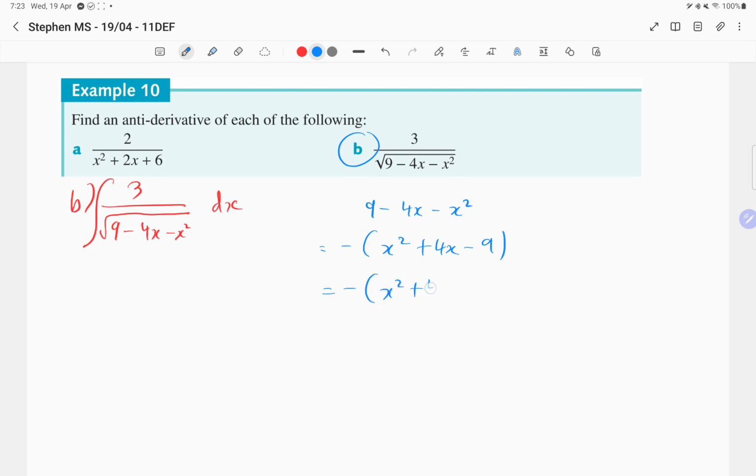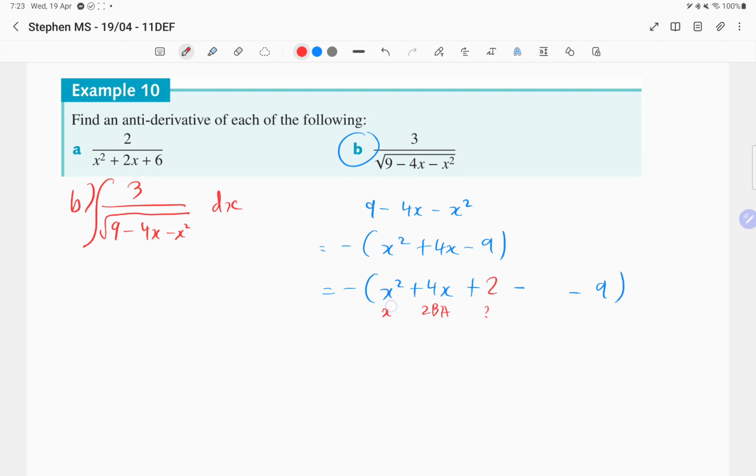x squared plus 4x plus what number? You need to complete the square. You need to get a term that will make it into a complete square. Remember, this is x squared plus half of b, so is it 2? Just 2. What's the last term? If this is 2ab, what's the last term?